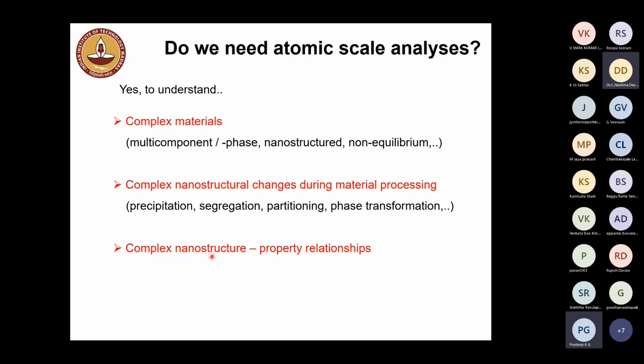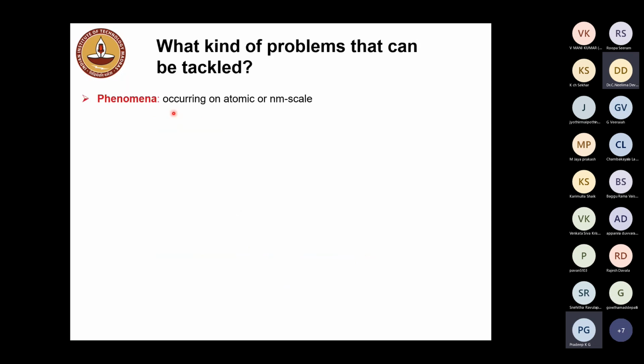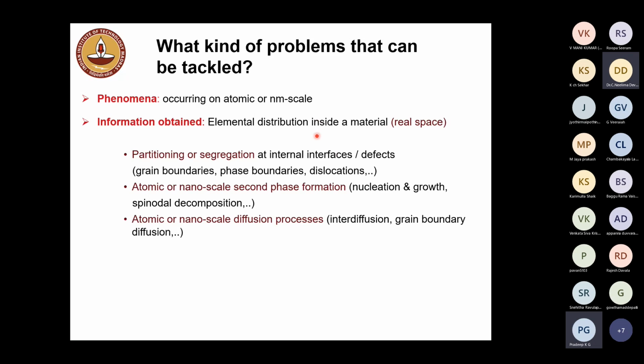And there is always a correlation between what is a nanoscale structure and how it impacts the property of the material. If you want to understand any of these features in any material that is of interest, then we definitely need to look into the possibility of seeing them in a nanoprobe tomography so that you get the three-dimensional morphology with precise chemical identity and quantification of local chemistry, so that you can be in a position to tackle a lot of materials problems that can be the phenomena occurring at atomic or a nanometer scale, or we can get information about the elemental distribution in the real space.